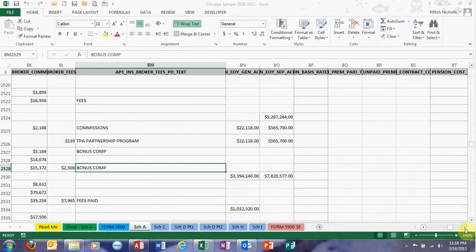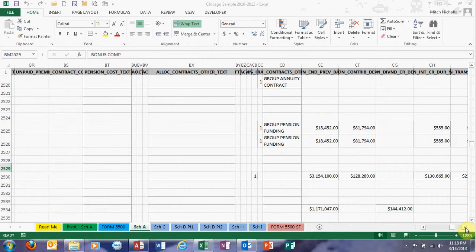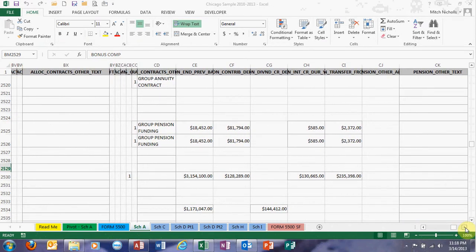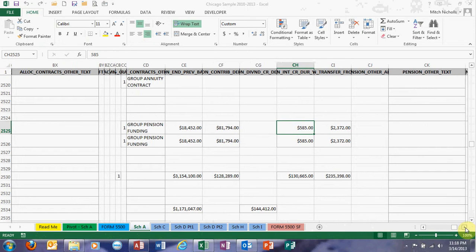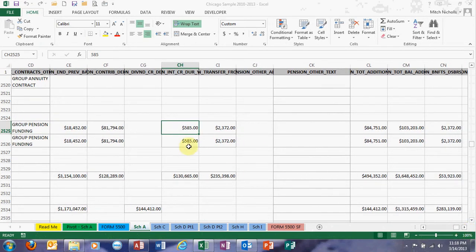Then as we scroll farther across, we get into the pension information, if there is any pension information. A lot of times, if you're looking at a plan that is 500 and above, you won't have any information, any numbers in these columns here. So a lot of these are plans that are under 500. So that's why there's information showing up through here.